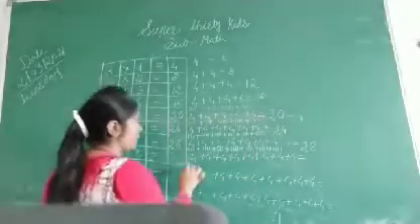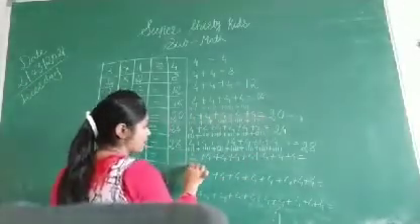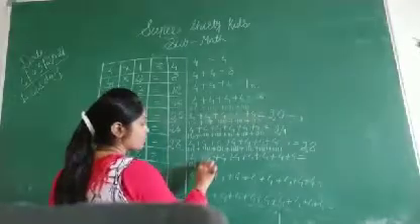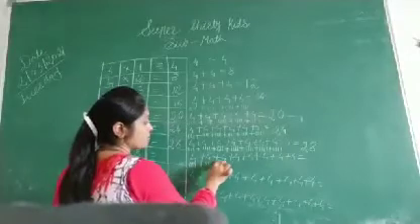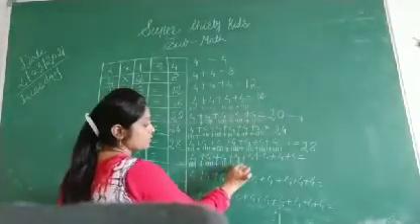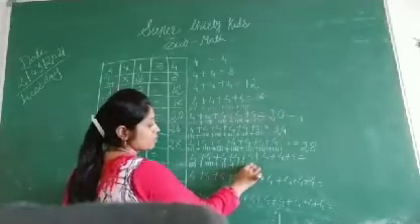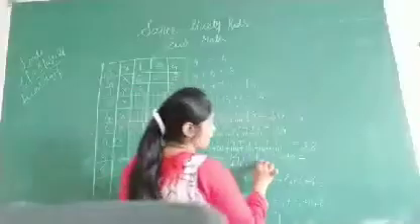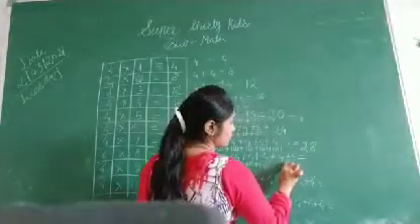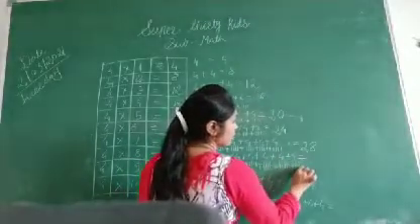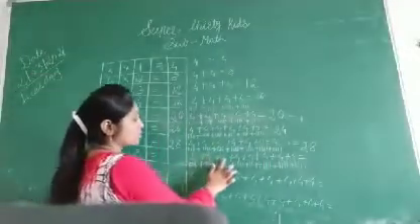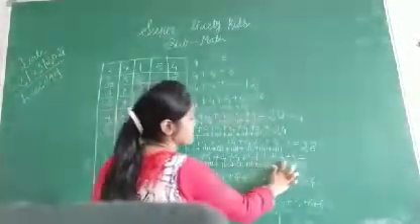Now count next. 8 times count 4. 1, 2, 3, 4 plus 1, 2, 3, 4 plus 1, 2, 3, 4 plus 1, 2, 3, 4 plus 1, 2, 3, 4 plus 1, 2, 3, 4 plus 1, 2, 3, 4 plus 1, 2, 3, 4. How many 4s are there? 1, 2, 3, 4, 5, 6, 7, 8.